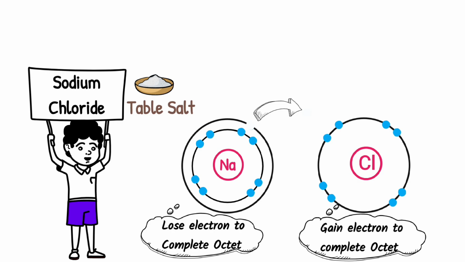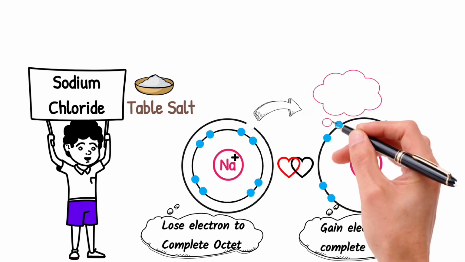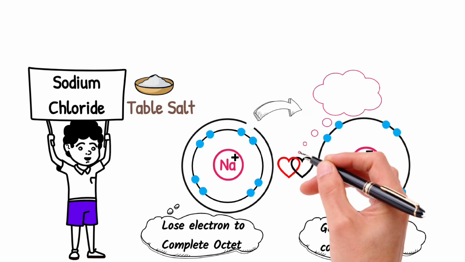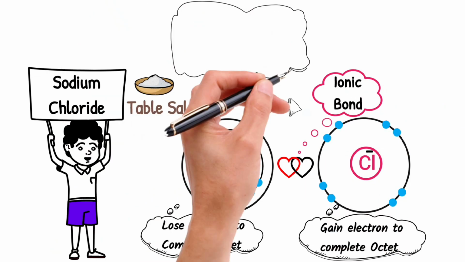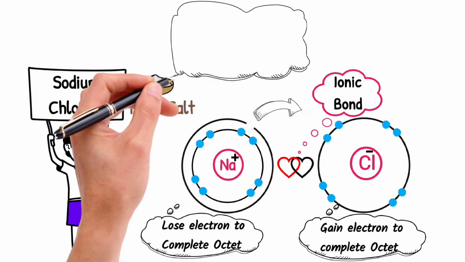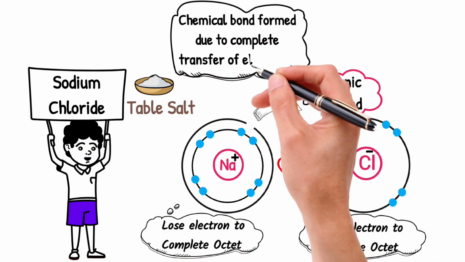So, sodium loses 1 electron to become a positively charged ion, and chlorine gains 1 electron to become a negatively charged ion. Now when these two ions come together, they form a type of chemical bond, known as an ionic bond. So the ionic bond can also be defined as the type of chemical bond which is formed due to complete transfer of electrons from one atom to another atom.